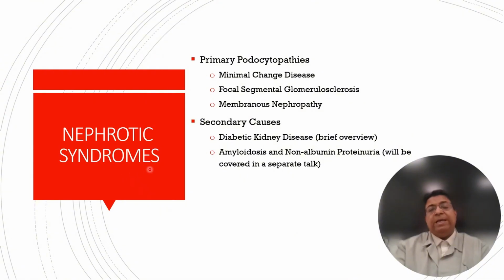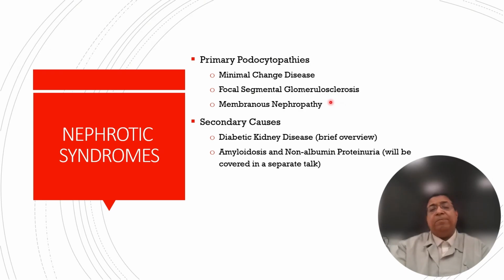Nephrotic syndromes can have secondary causes, which are known causes, or they may be idiopathic, which are known as primary nephrotic syndromes. And these are typically the primary podocytopathies, such as minimal change disease, focal segmental glomerulosclerosis, and membranous nephropathy. Now, each of these has secondary causes. So there's secondary minimal change disease, secondary FSGS, and secondary membranous nephropathy.